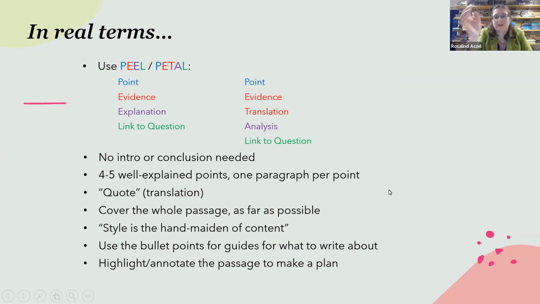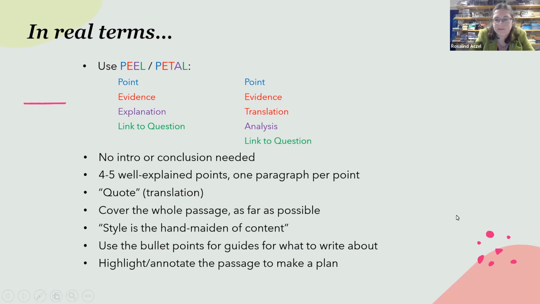And in terms of structuring, if they think of it as 1 paragraph per point, that helps them to know how many points they've got. The way I tell my students is when they quote, put the quote in quotation marks and then translate whatever they've quoted in brackets. And that makes sure that they're covering that aspect of showing they know what the Latin means. They should try and cover the whole passage.